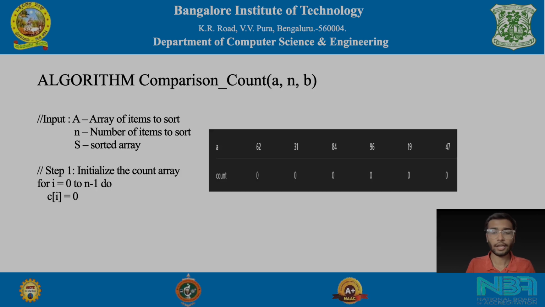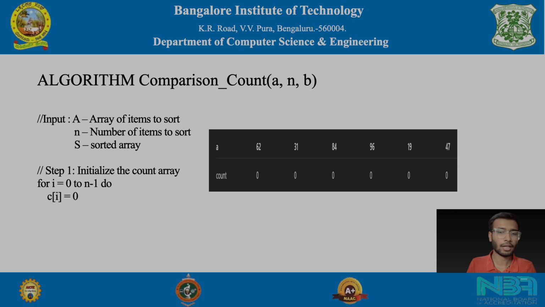Now we'll look at the algorithm of this method. In this, we are given two inputs. One is the array of items. The second is the number of items that we have to sort. And the output we get is S, which is a sorted array. So first of all, we'll initialize the count array. Basically, we have created a count array C[i].